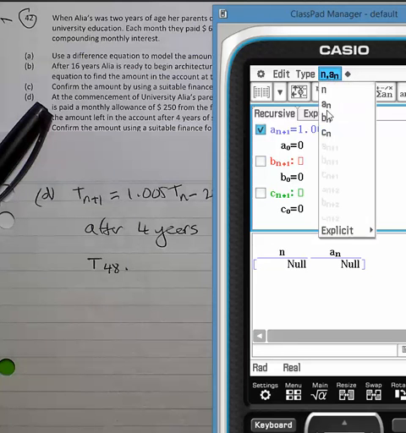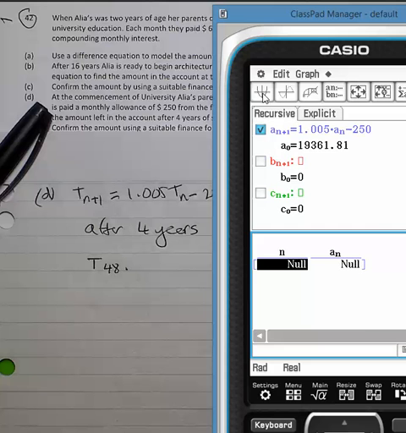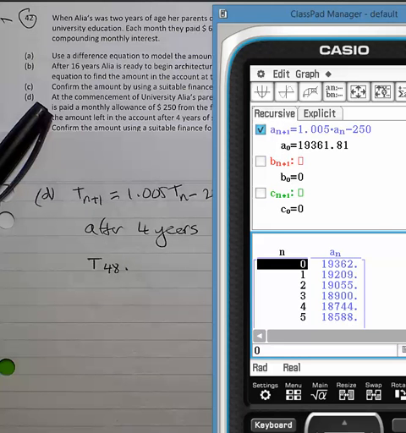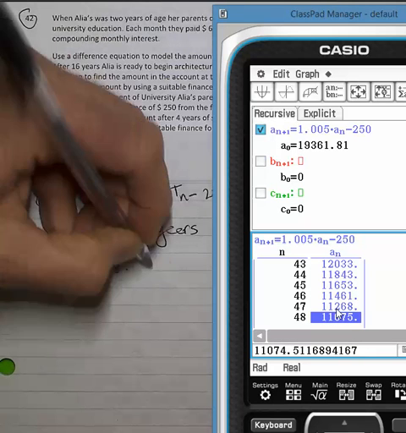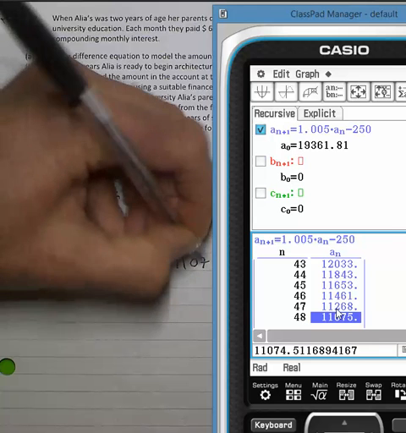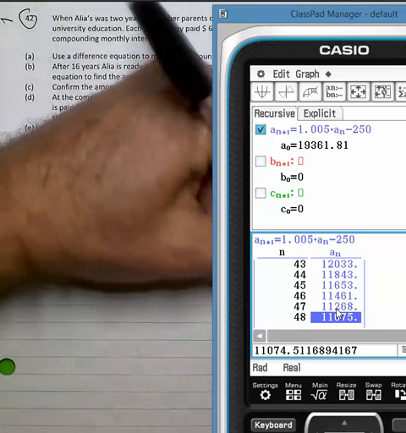So times it by A n minus 250, and the initial term is 19,361.81, and I generate it, and you can see the tabulated data appearing. So I'm going to run down to 48, and we'll see what we end up with. So after that time period, we've got 11,074.51 remains.